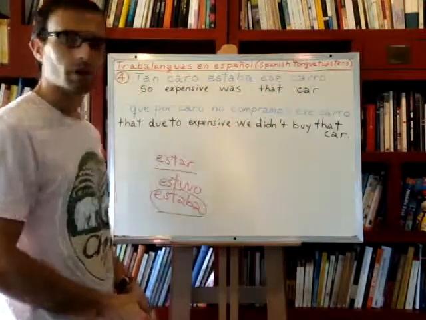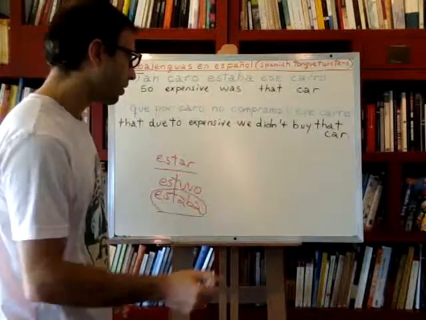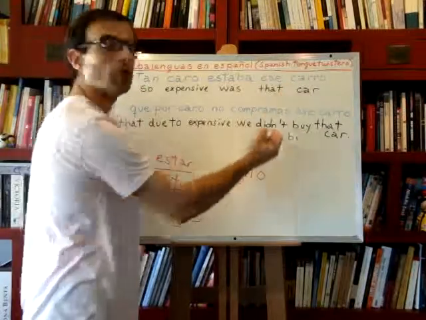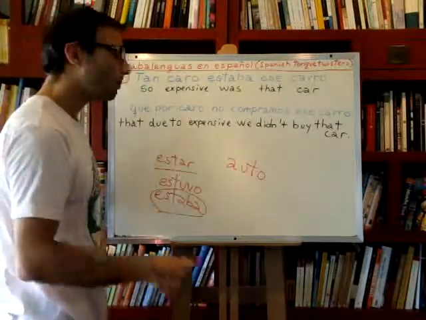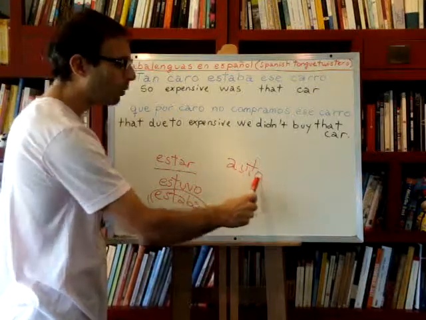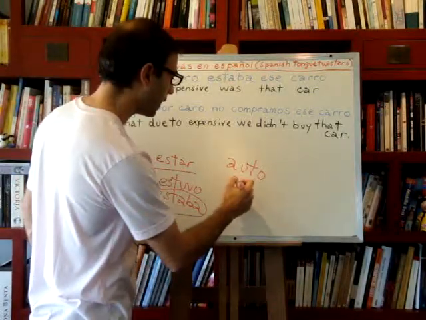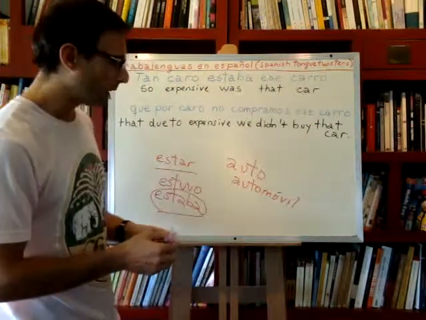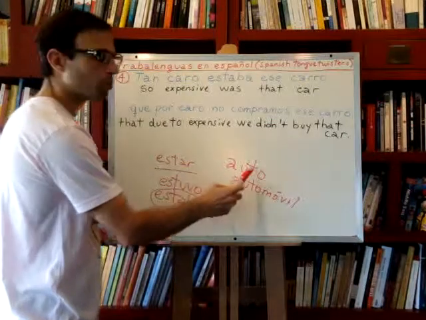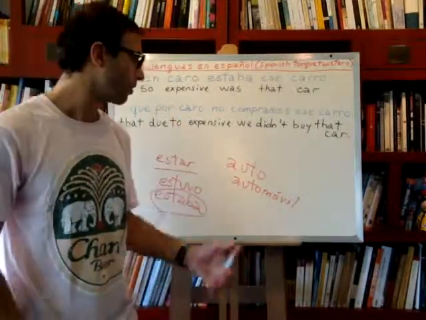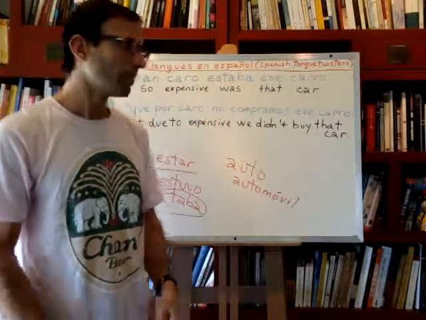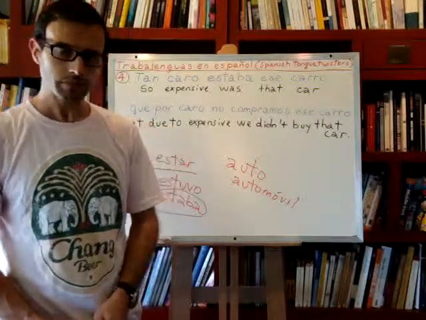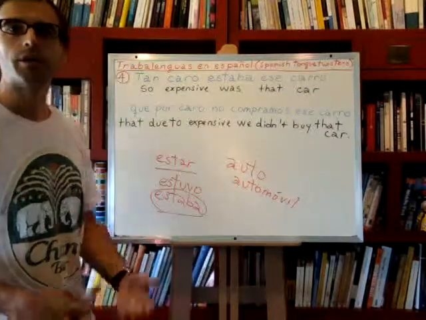Ese carro means that car. Carro is the word car, such as auto. Estas dos palabras son sinónimas. These two words are synonyms. Pero en algunos países se utiliza la palabra auto, que es la abreviación de automóvil. In some countries, they use the word auto, which is the abbreviation of the word automóvil, right? Some other countries use the word carro for car, okay? It's just a matter of preference.